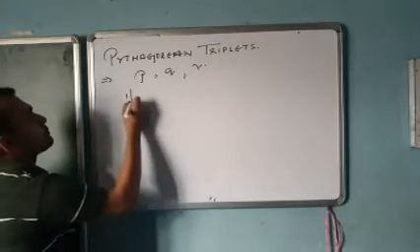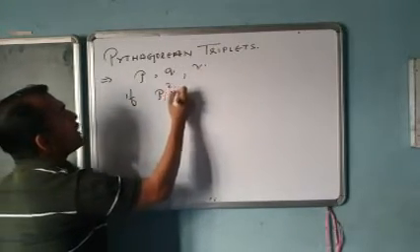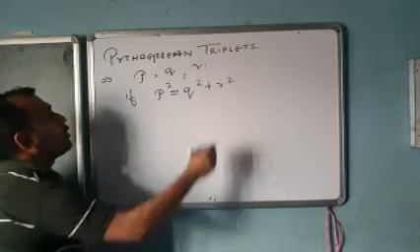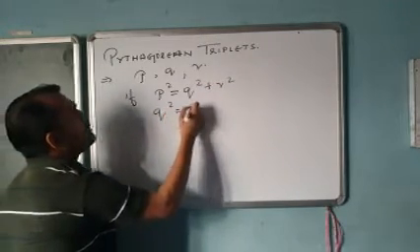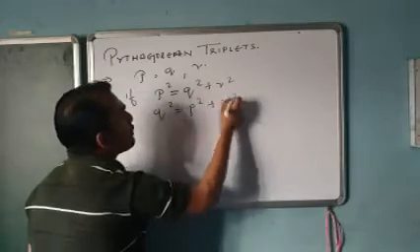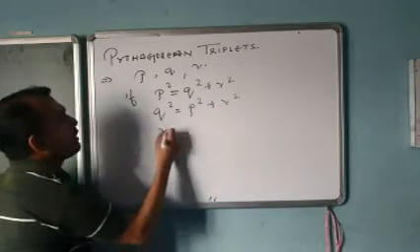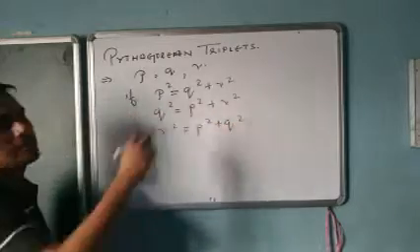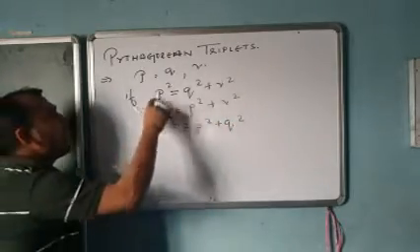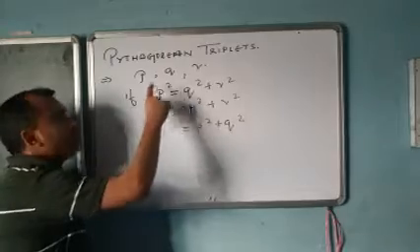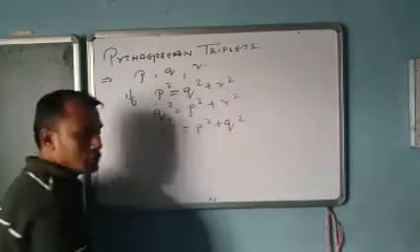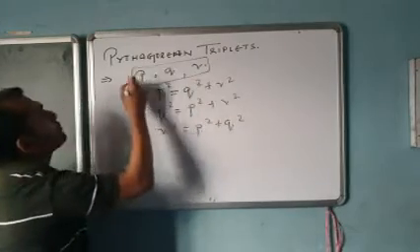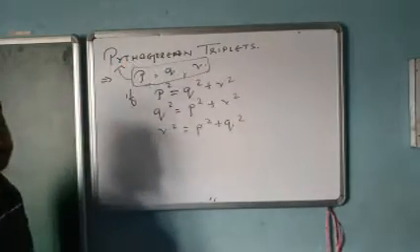If P square is equal to Q square plus R square, or Q square will be equal to P square plus R square, or R square is equal to P square plus Q square, which means that if the square of one of the numbers is equal to the sum of the square of the other two, then such numbers form the Pythagorean triplet.